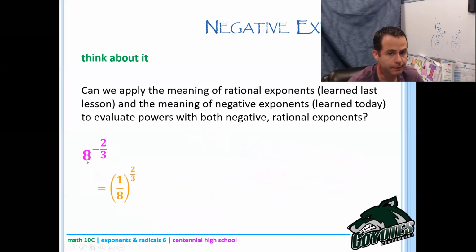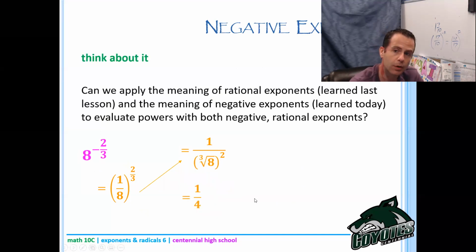The first thing I did was I flipped it. I got rid of that negative. So 8 flipped is 1 over 8. Now it's to the positive 2 over 3 instead of to the negative 2 over 3. Now the cube root of 8 is 2, so I'm looking at 1/2 squared, and 1/2 squared is a quarter. Okay?